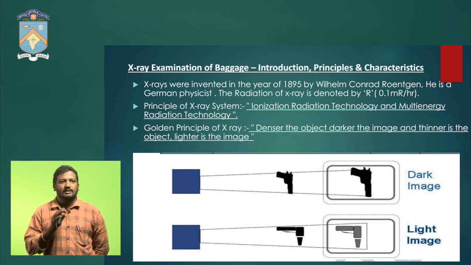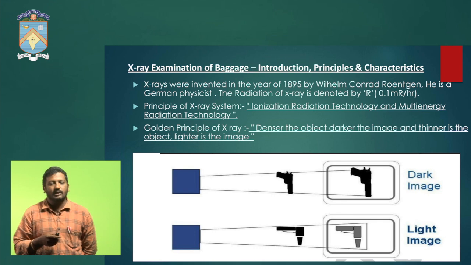Darker the object, darker the image, and thinner the object, lighter the image. Here is an example: if they are carrying a darker object in their baggage, it will appear as a darker image, and if they are carrying something lighter, like a hair dryer, it may look like a darker object, but in the image it will appear lighter. So this is the golden principle of an X-ray.